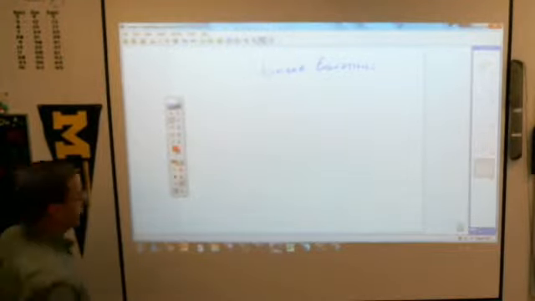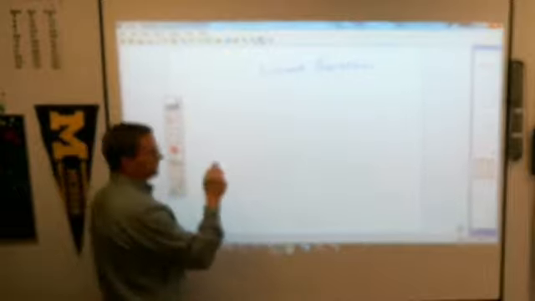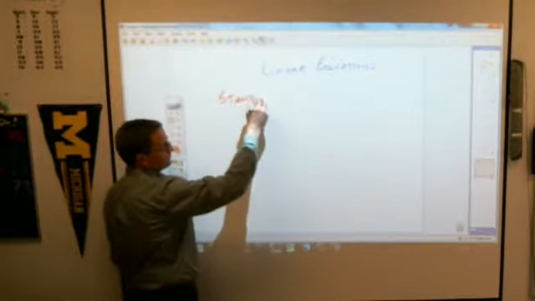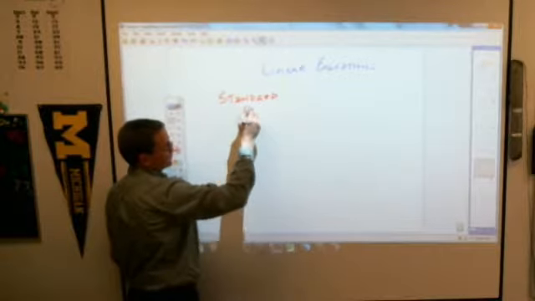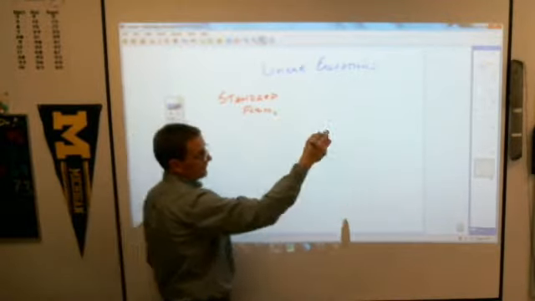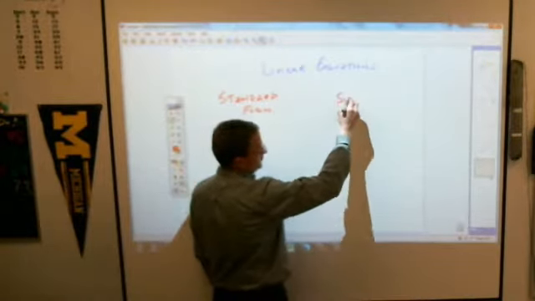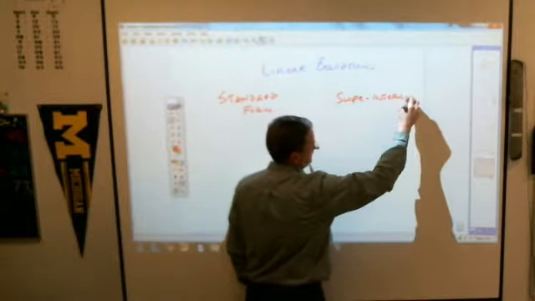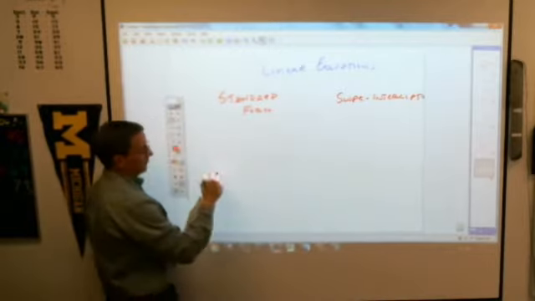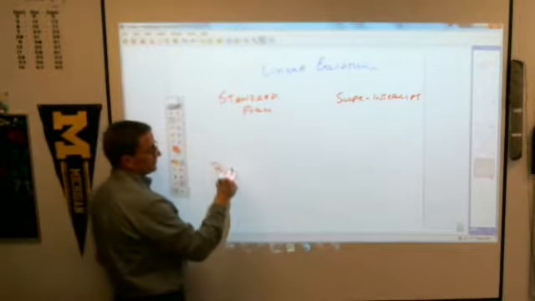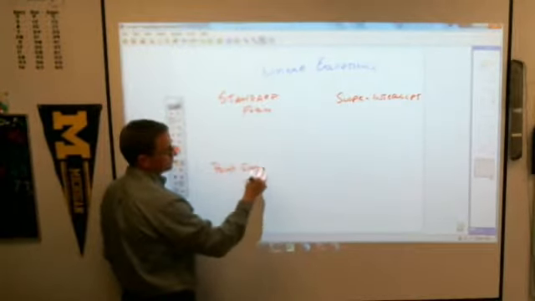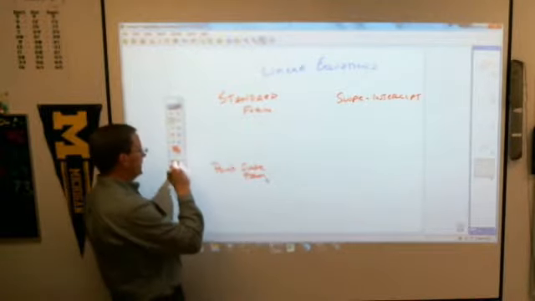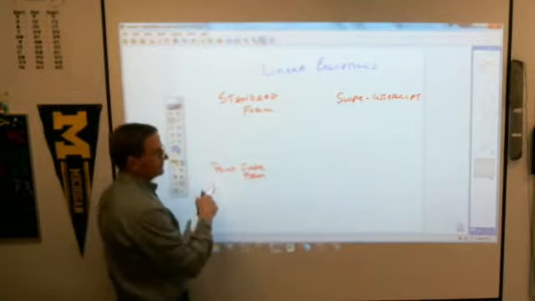What is a linear equation? You have different ways to show it. We've got what we call the standard form, slope-intercept form, and the other one is called point slope form. Just so you know, there are going to be 3 different ones. We're not going to talk about point slope form today.